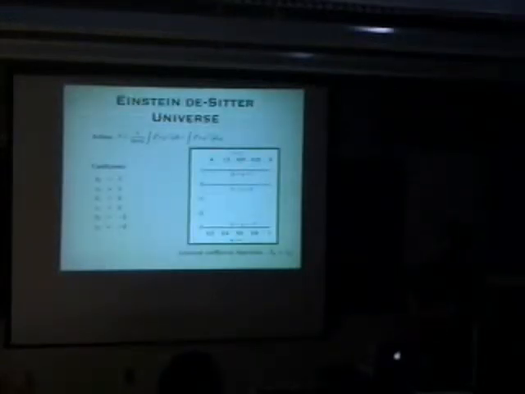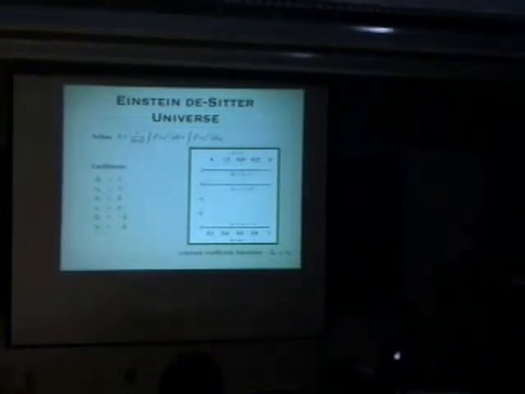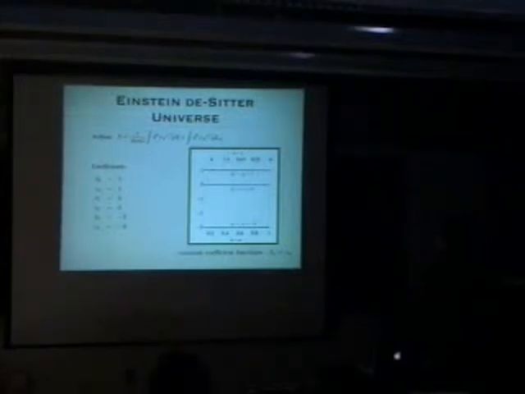So here is the first example. This is the simplest example that one could think about: an Einstein-de Sitter universe, which just has matter in it and nothing else. You calculate what the coefficients are. They're simple. All of them are constants. They are 1 for the first coefficient, 0 for the second one, and -3 for the third one. This is kind of nice.